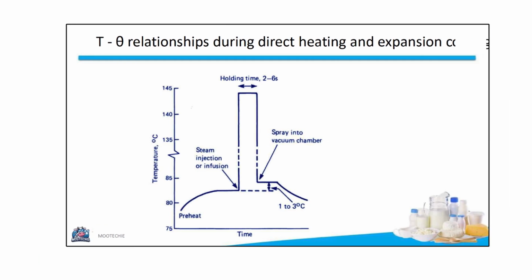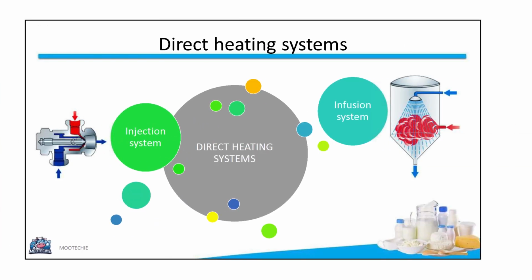A temperature time graph shows the product being preheated, then experiencing a very sharp temperature rise during steam injection or infusion. It holds for 2 to 6 seconds, then undergoes a sharp cooling drop as it sprays into a vacuum chamber, ending just 1 to 3 degrees above the preheat temperature. Direct heating systems are divided into two types, the injection system and the infusion system.